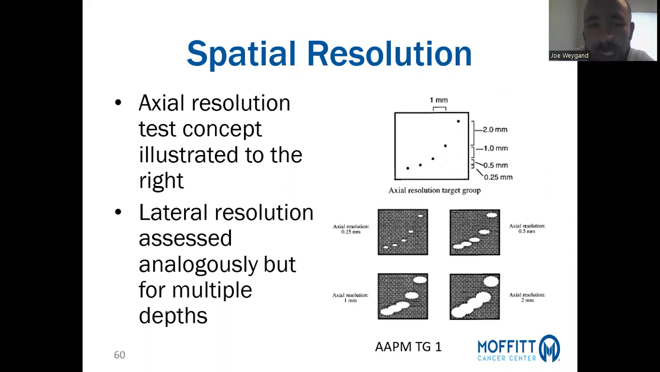This is also assessed laterally, except here the objects are separated in lateral space. It's also important to note that lateral resolution, remember, is depth dependent. So we would want to measure this at multiple depths so that we can assess how the lateral resolution changes with depth.